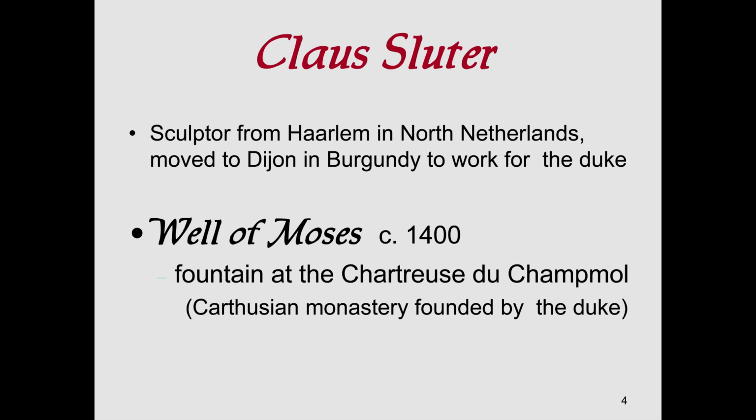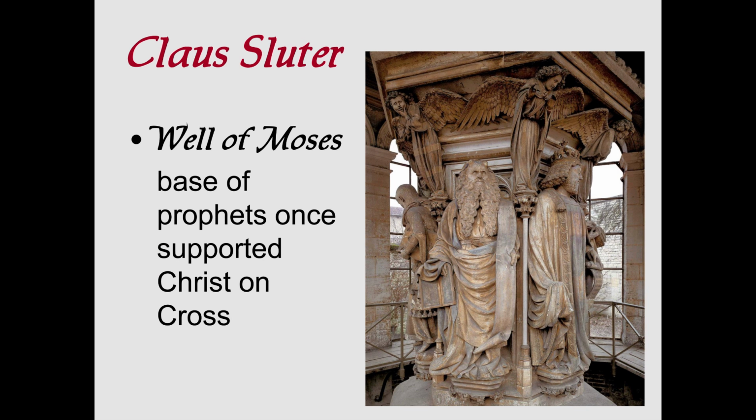These were sculpture that decorated the fountain at the Chartreuse du Champ-Mal, at this Carthusian monastery. And what you see is a basin where the monks would get their water. And in the center is a very elaborate sculpture. What we have surviving today is the base. And this shows Old Testament prophets. You see Moses is one of them right here. Next to him, the figure that you can see part of on your right is David, and there are other prophets shown.